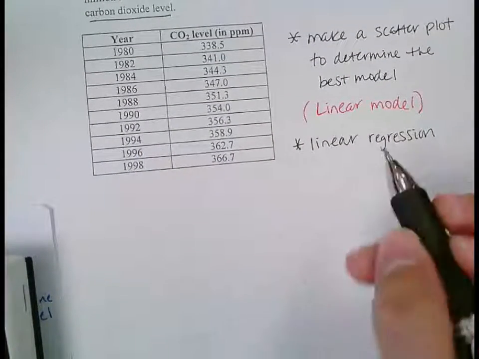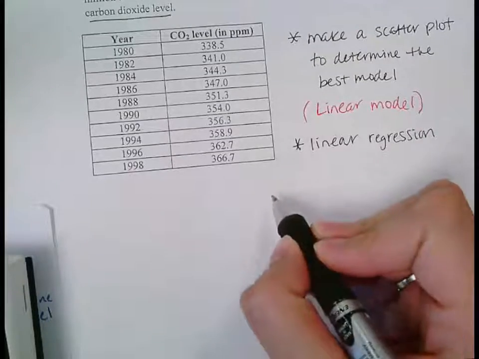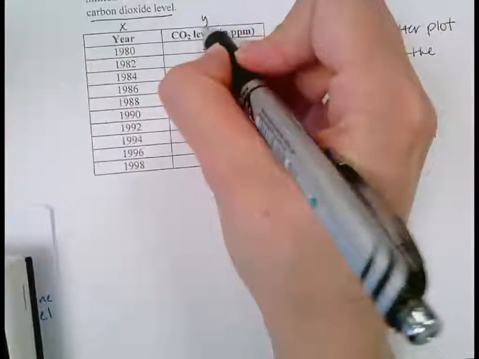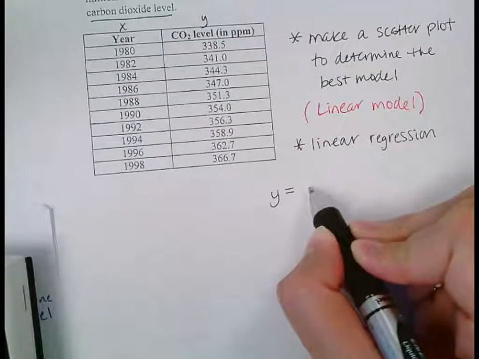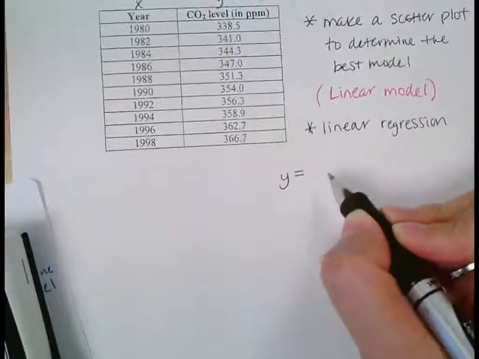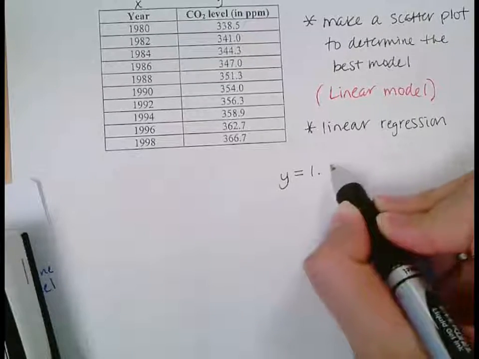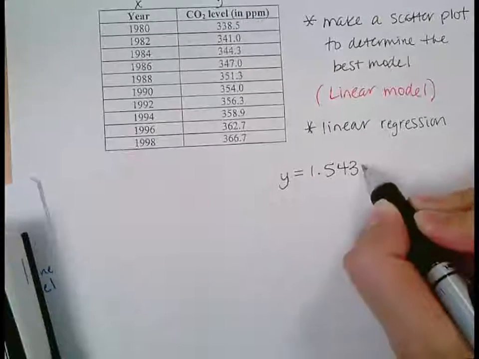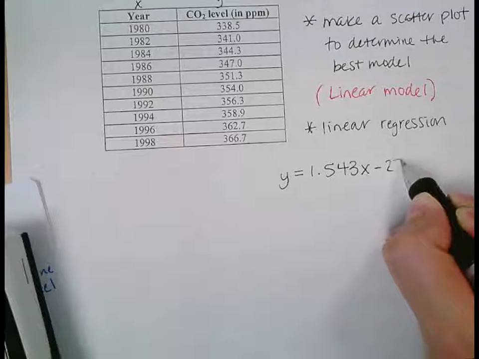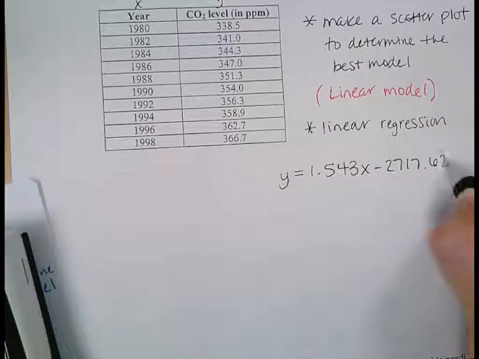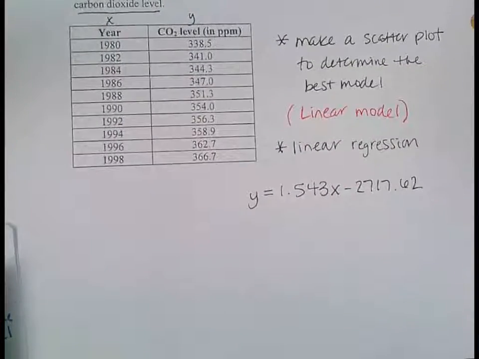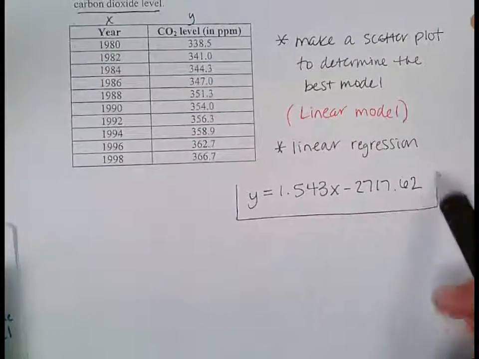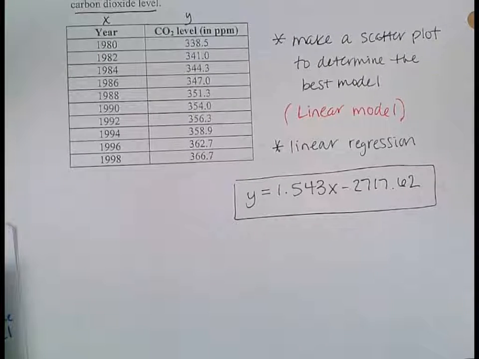So our equation then would be, and I'm just using x and y because it doesn't specify variables, y equals, rounding the slope, so I just move my document camera, 1.543x minus 2,717.62. We only have 2 decimal places there, so that's okay. So that would be using our data to find a model based on our table.